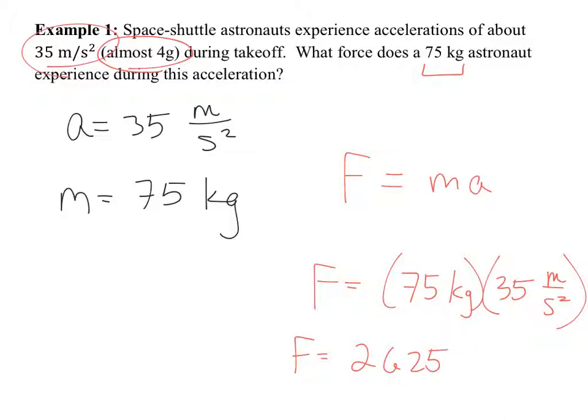3,625. Units? Newtons. How do I know it's newtons? Two reasons. One, it's force. Force is measured in newtons. Two, kilogram times meter per second squared is indeed a newton. That's what a newton is made up of.